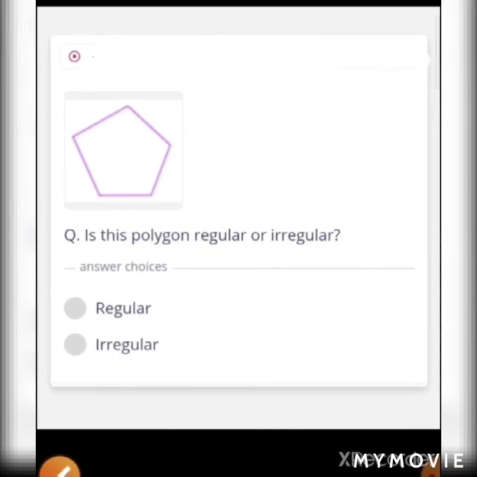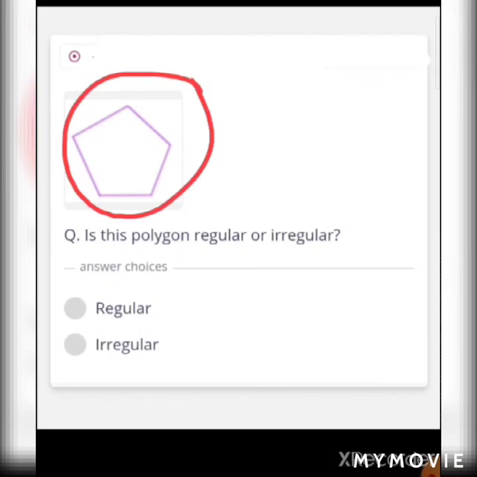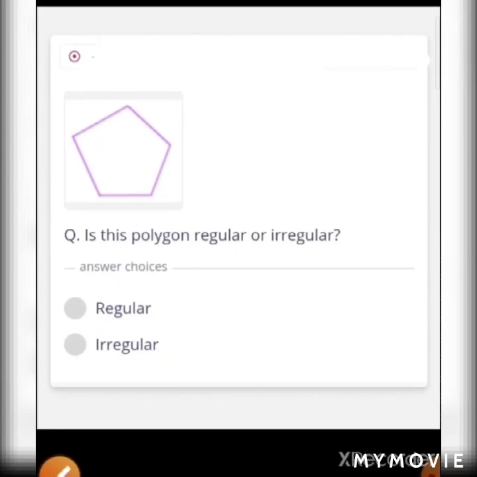Next, is this polygon regular or irregular? Here you have seen all sides are of same measure. No, so it's an irregular. Your option should be irregular because of the different measurement of the side.